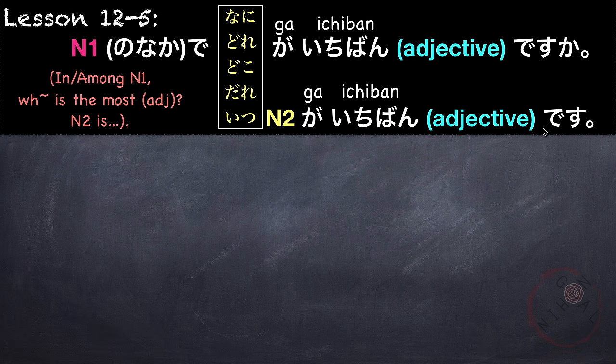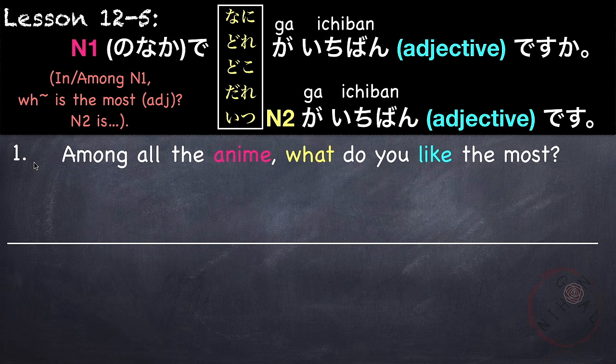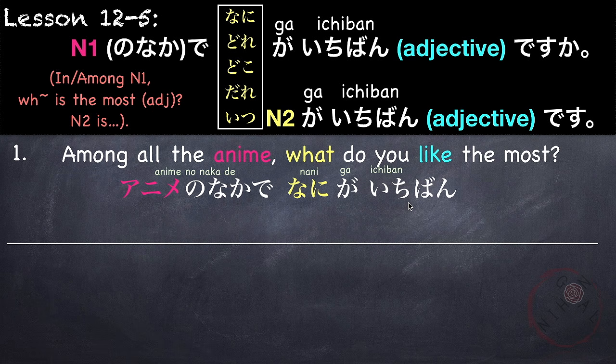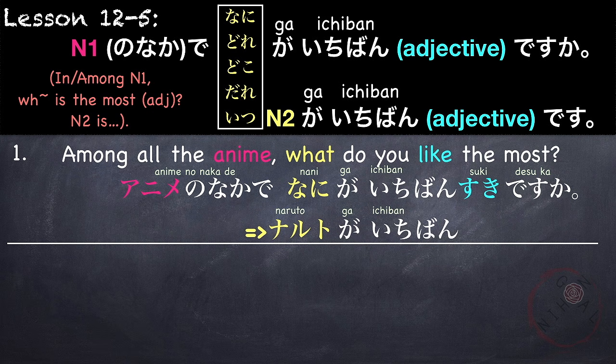Let's take a look at some examples. Among all the anime series, what do you like the most? So our N1 or our list of items is anime. Anime no naka de. Our interrogative is what or nani, followed by particle ga and then ichiban. Anime no naka de nani ga ichiban suki desu ka? So for example, I like Naruto the best. Naruto ga ichiban suki desu.